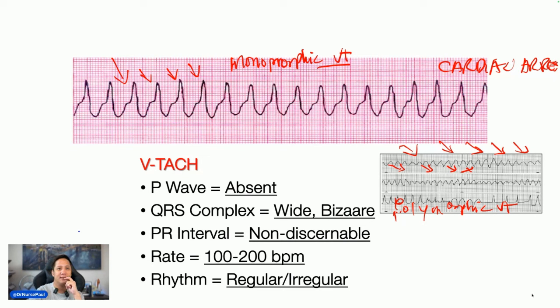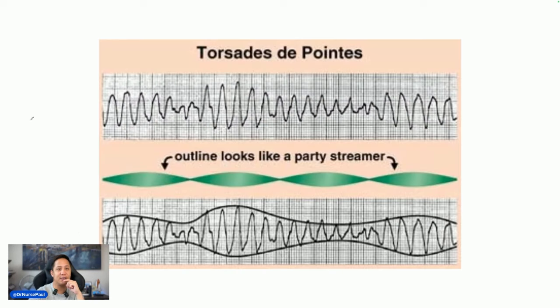Next, there's another form of polymorphic VTAC we call torsades. I'm going to show you guys a picture. So in torsades, it looks like this. It looks like a spindle, like a party streamer when you twist it. You know, guys, the party streamer, right? The one that we put during party, like long streamers. If you twist it, it looks like that. You see big, small, big, small, big, small, right?